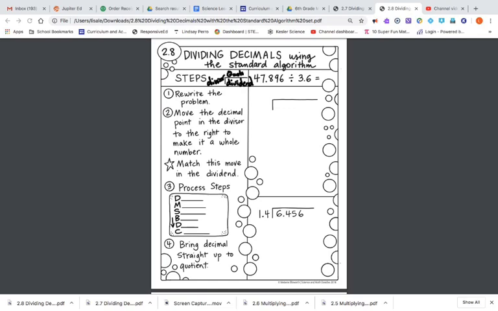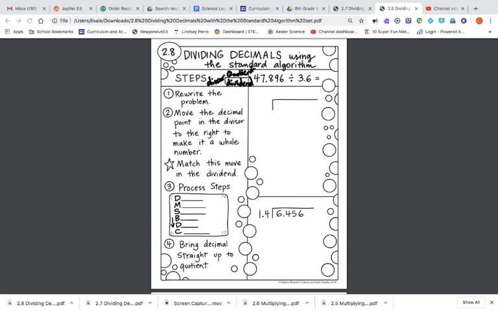I don't know if it's all going to fit. Okay, it sort of does. Okay, so again, dividend is my total, how much I'm starting with. Divisor is the number of groups or the number I want in each group. And then the answer is always called my quotient.